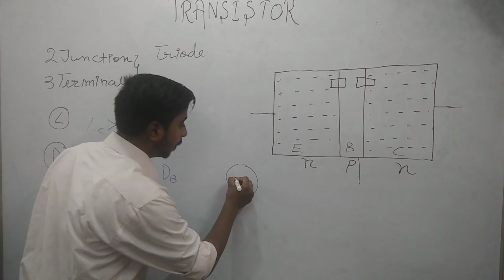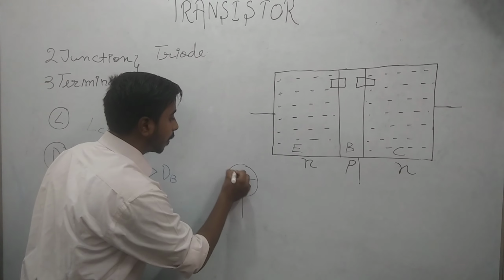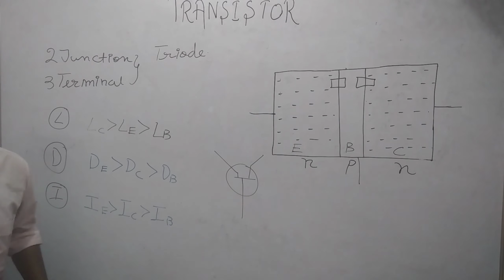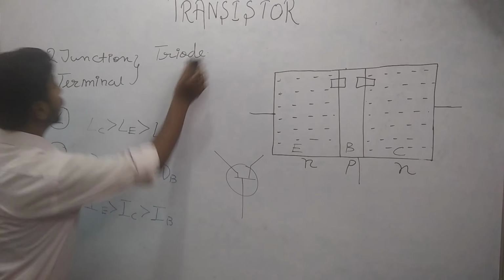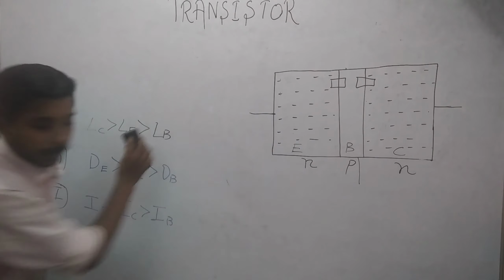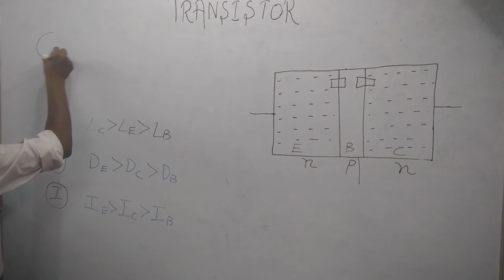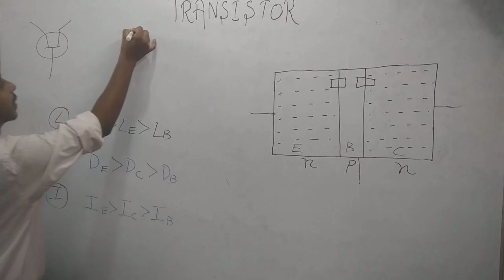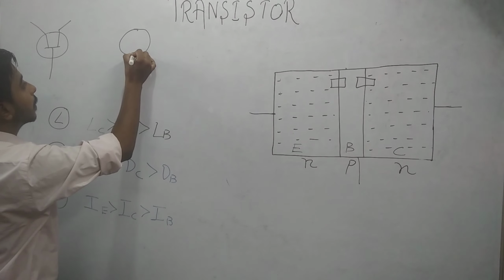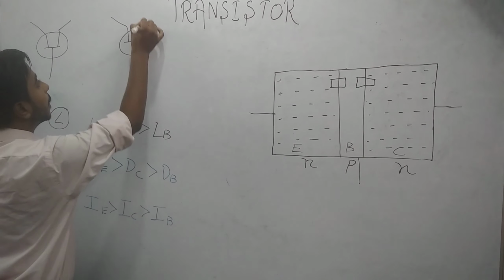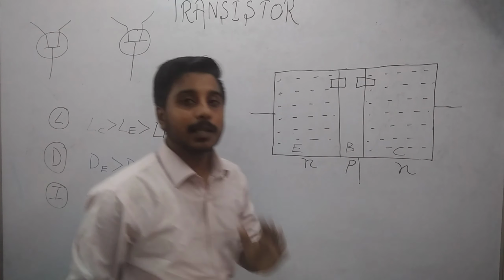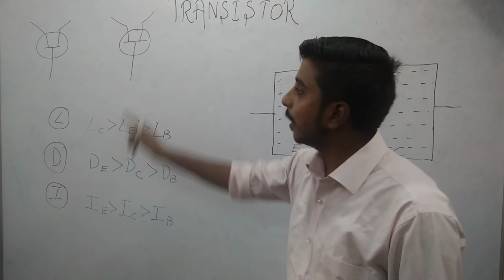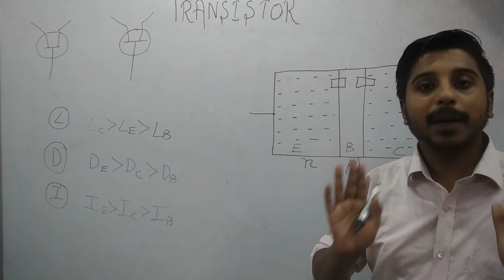This is a transistor. Transistor 1, and where can I draw the second one? We will draw it here. See, this is the first transistor, this is the symbol of transistor, and this is the second transistor. Now the transistor is either NPN type or PNP type. It is determined by the symbol.